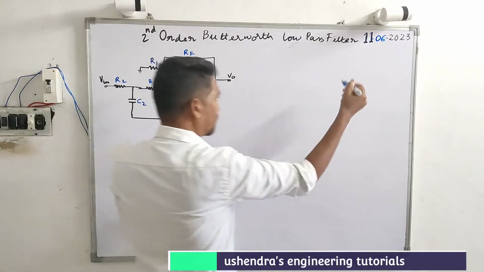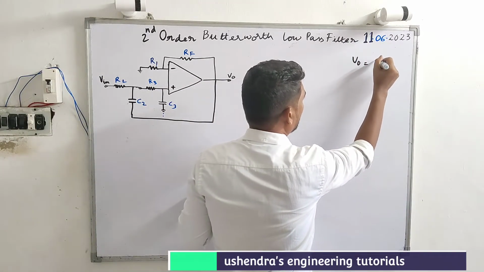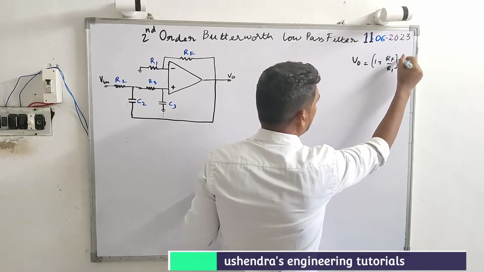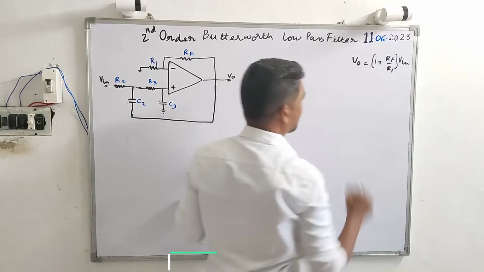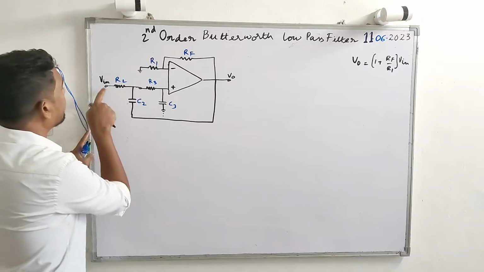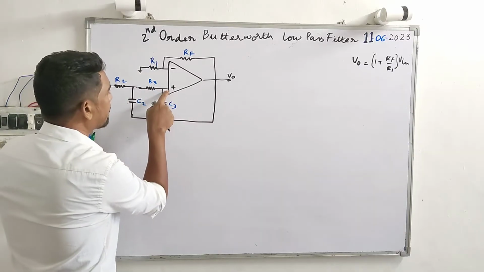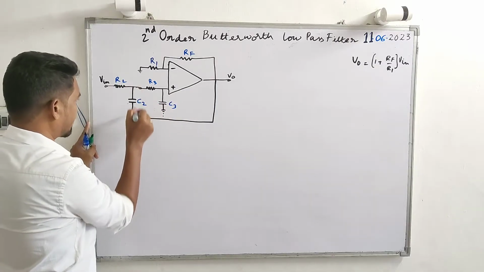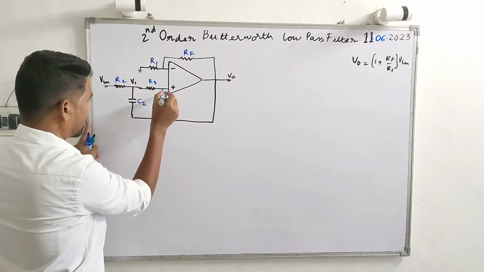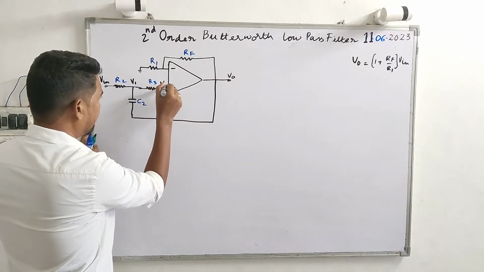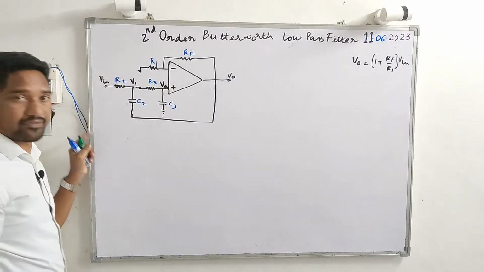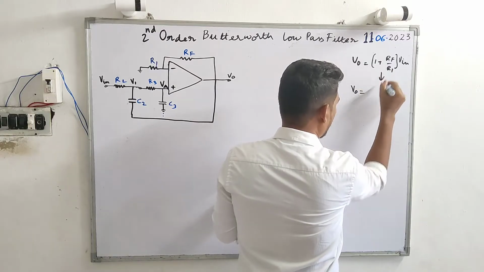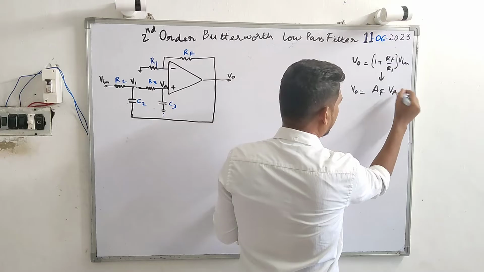So usually V0 will be equal to 1 plus RF by R1 into Vin. But here in this configuration, Vin is not directly given to the non-inverting terminal, so we'll have to do a small analysis. Let's assume that the drop across this capacitor is V1 and the drop across this capacitor is VA. Now VA is given as input to the operational amplifier. For this reason, V0 equals AF times VA.